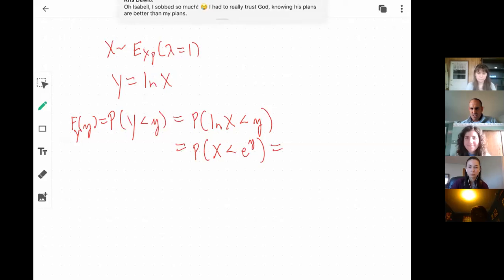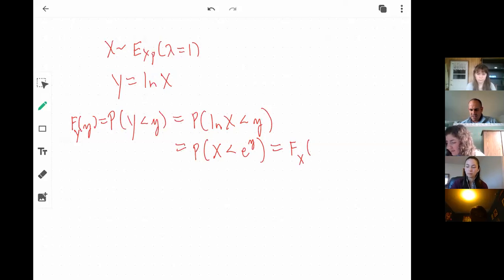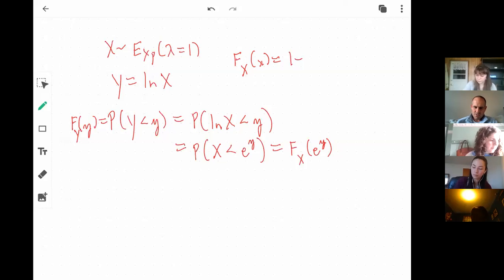We know a CDF for this thing, correct? That's just going to be capital F sub x of, I mean, look, all I'm doing is plugging in the number e to the y into this thing, correct? What is the CDF for the random variable x? Isn't it 1 minus e to the minus lambda x, correct?